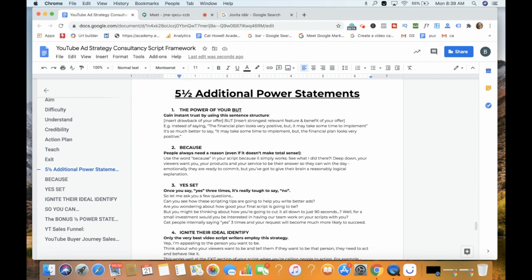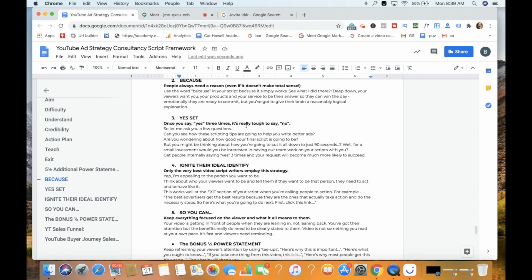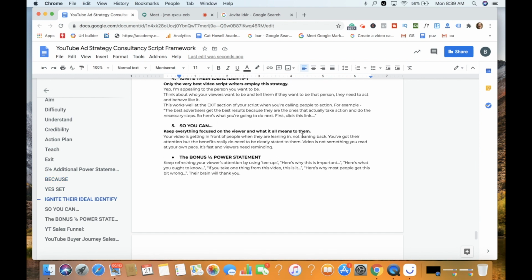There's some additional power statements that I don't necessarily need to go through. You guys can read these, but these are other great little things that I've seen in scripts. These are also coming from Tom Breeze that I've seen.